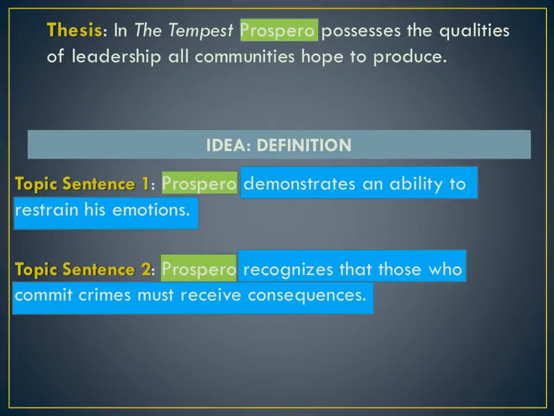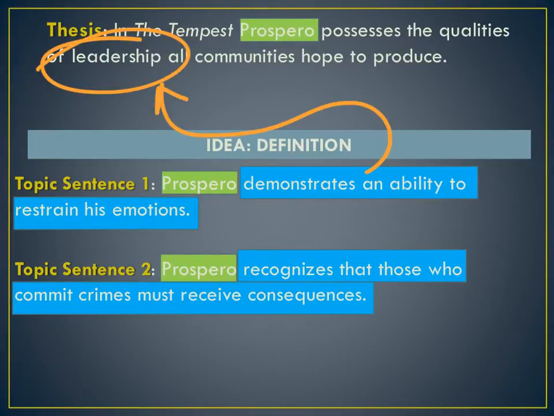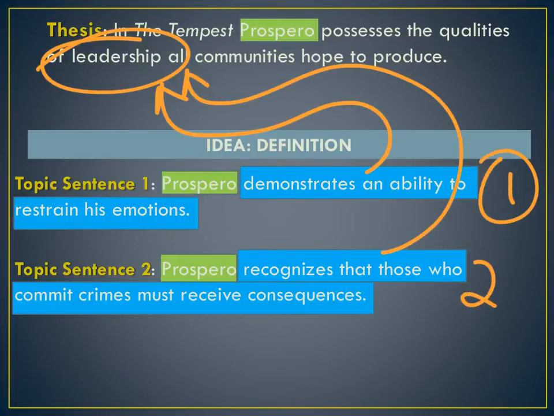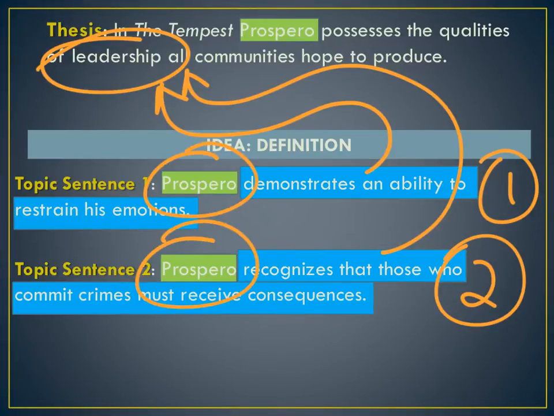So in this model, this blue language signals the organizational method of definition, and what we see is that basically the writer is defining leadership. That one definition, based on the examples he or she has gathered, is leadership is an ability to restrain emotion. Leadership, secondly, is the ability to recognize that those who commit crimes must receive consequences. And so we're also seeing this connection back to the thesis statement, this green language here, very explicitly connecting back to the character. And then, of course, by defining leadership, you're inherently connecting back to that as well.